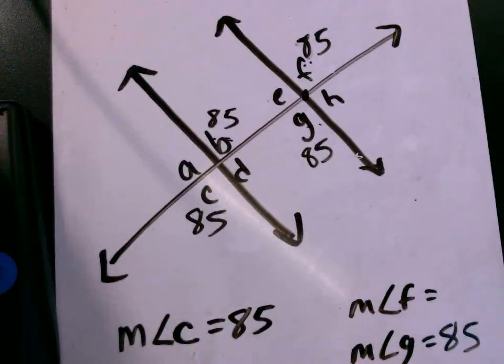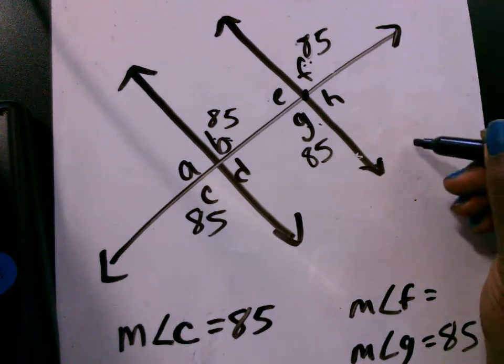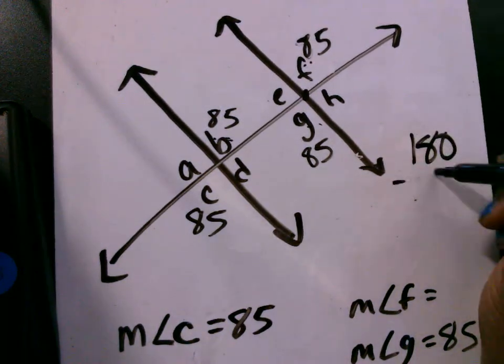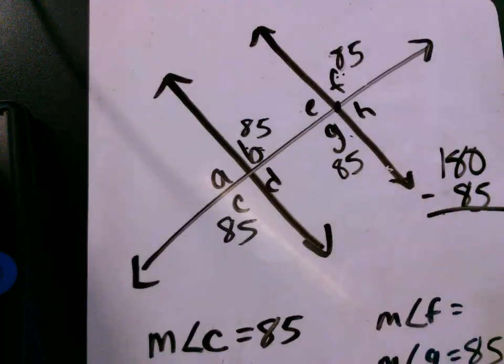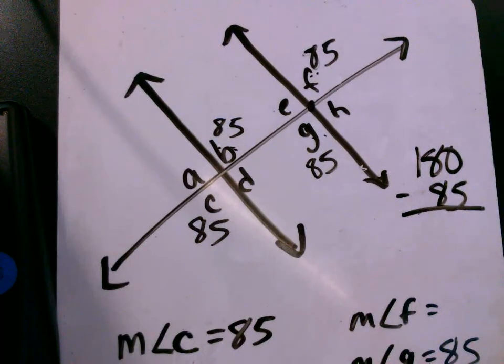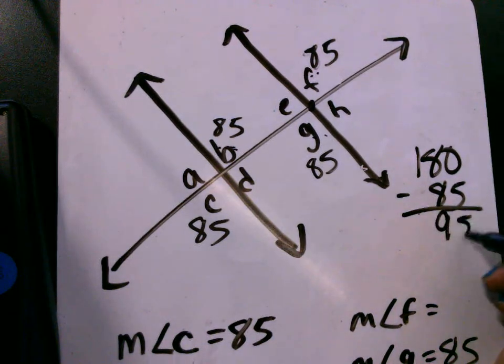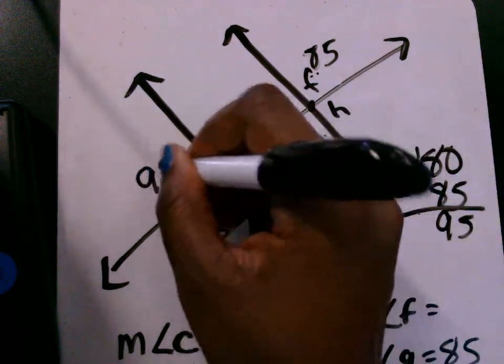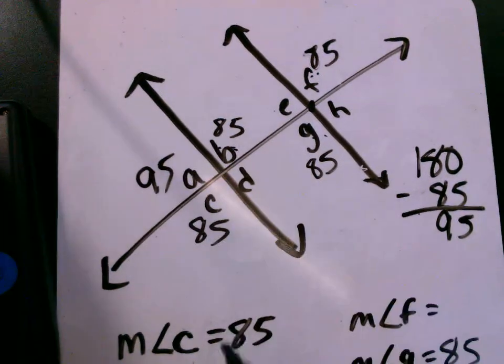All right, so now let's find A. How do we figure out what A is equal to? Very good. Oh, good, Ricardo. You on fire. We got 180 minus 85. What is 180 minus 85? 95. So A is 95 because A and B are supplementary.